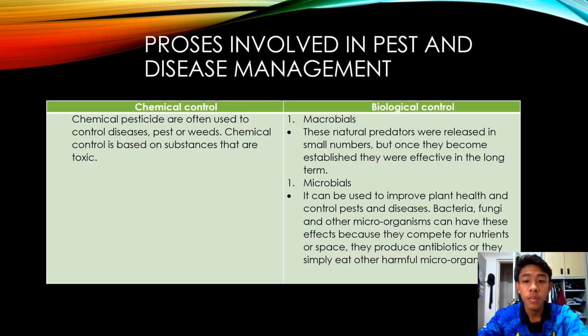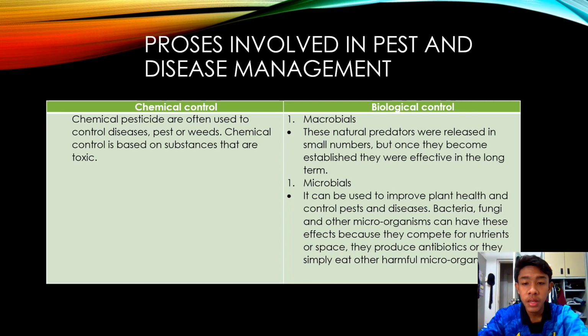Process involved in pest and disease management. For chemical control, chemical pesticides are often used to control disease, pests, or weeds. Chemical control is based on substances that are toxic. For biological control, 1. Macrobials.